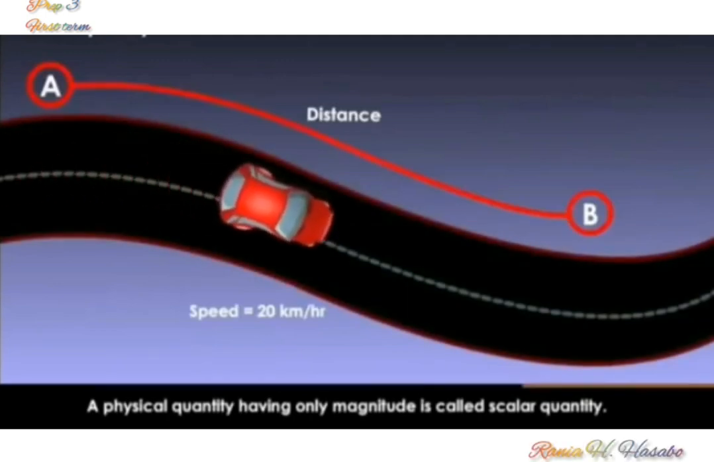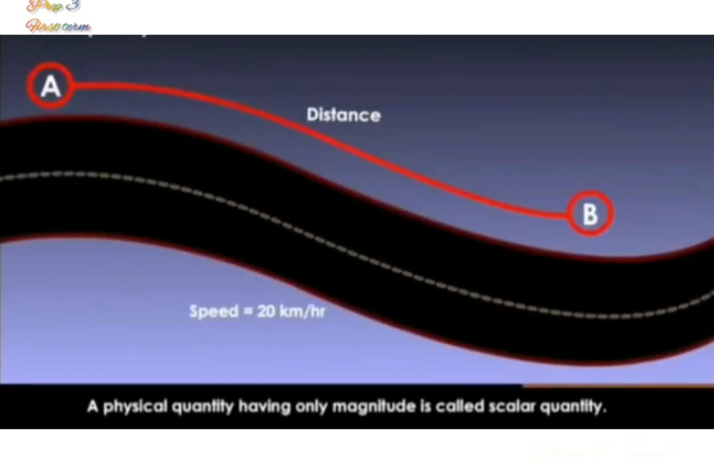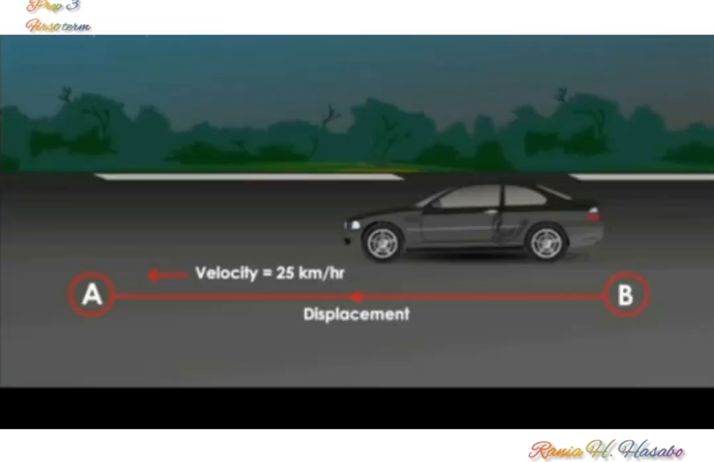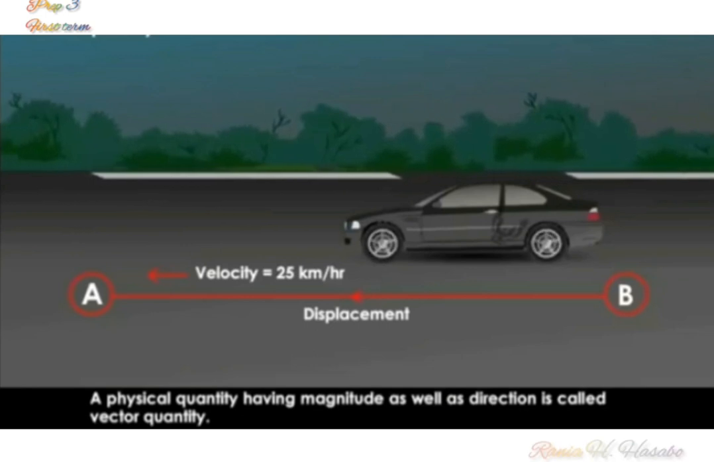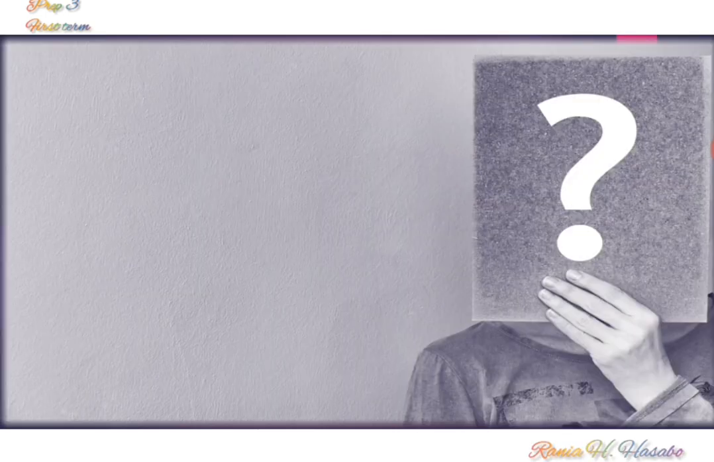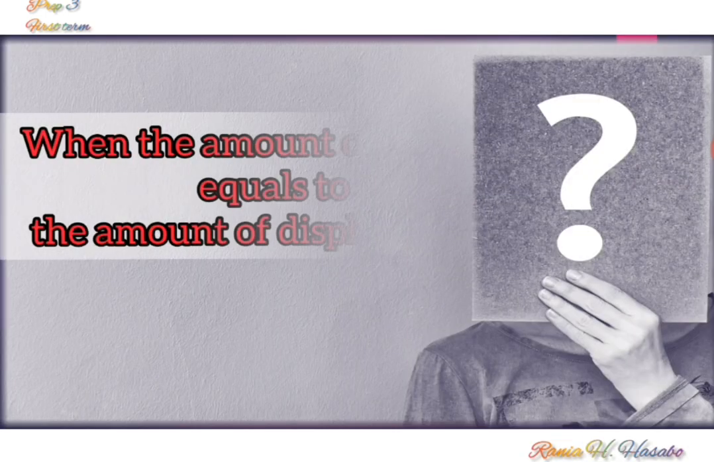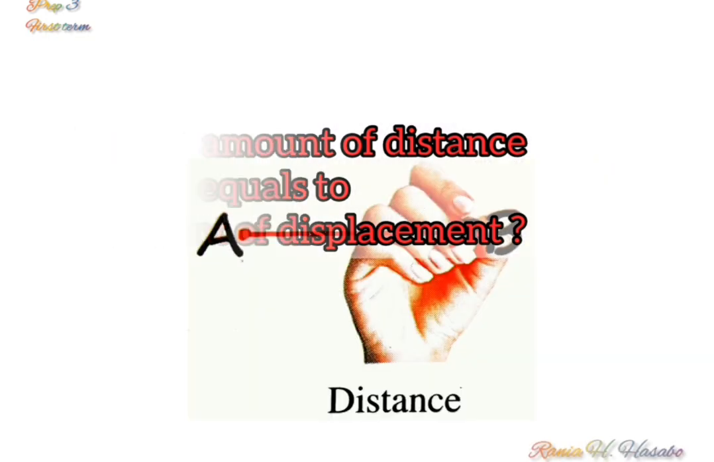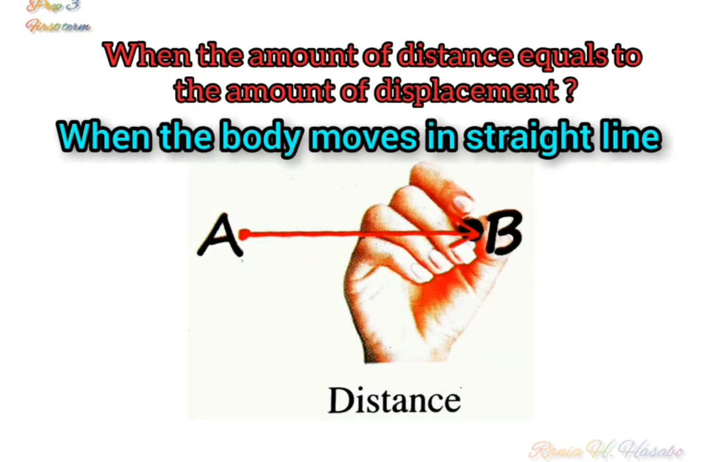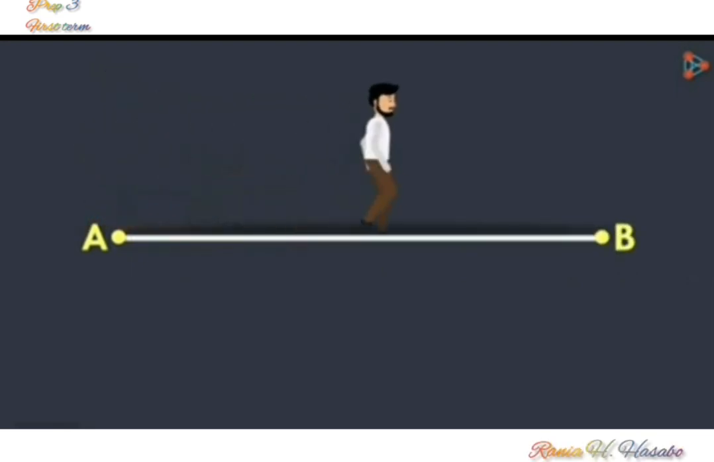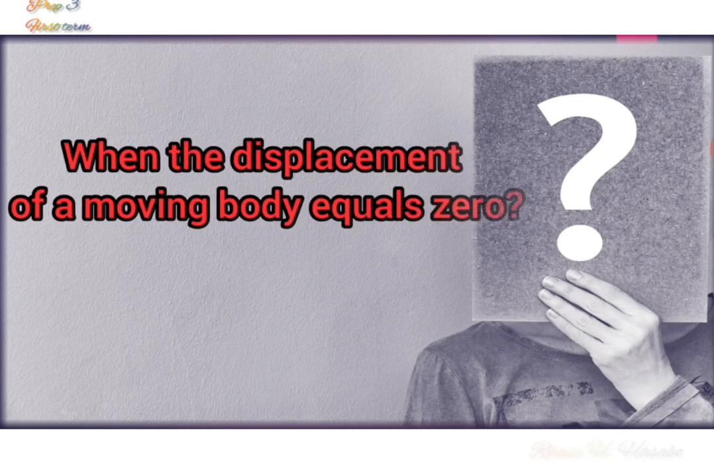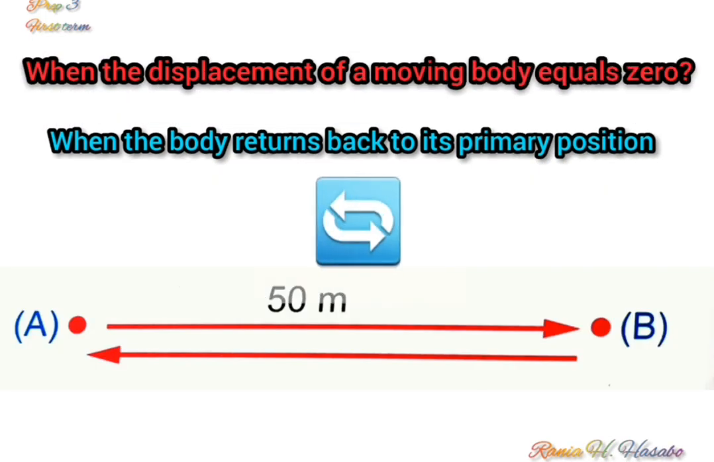To describe a scalar physical quantity, it is enough to know the magnitude only: the numeric value and measuring unit. To describe a vector physical quantity, it is necessary to know the magnitude and direction. Distance equals displacement when the body moves in a straight line. The displacement of the moving body equals 0 when the body returns back to its primary position.